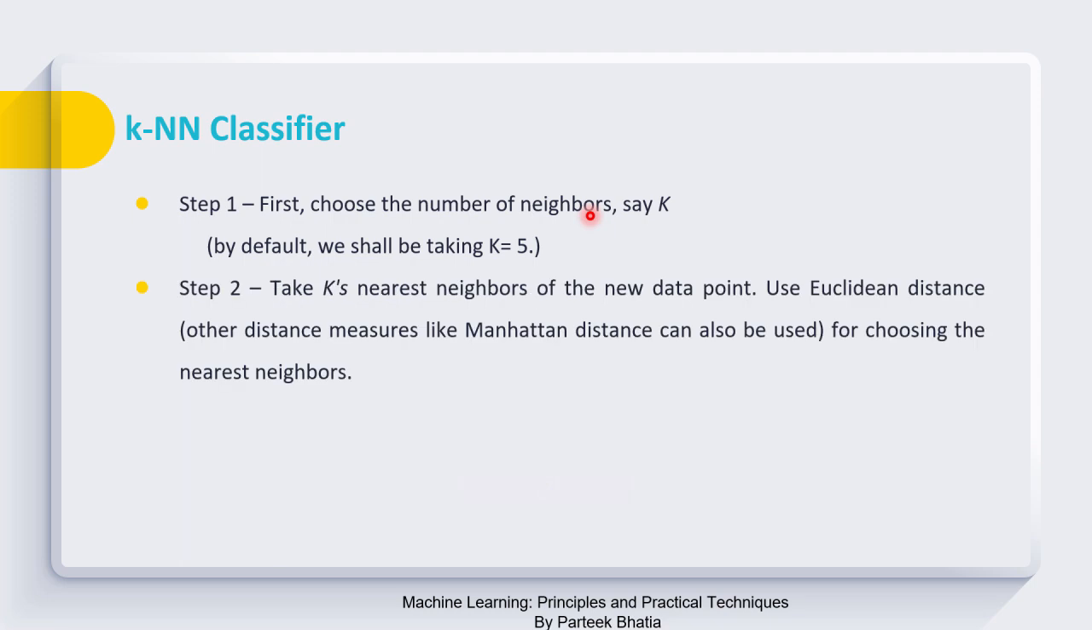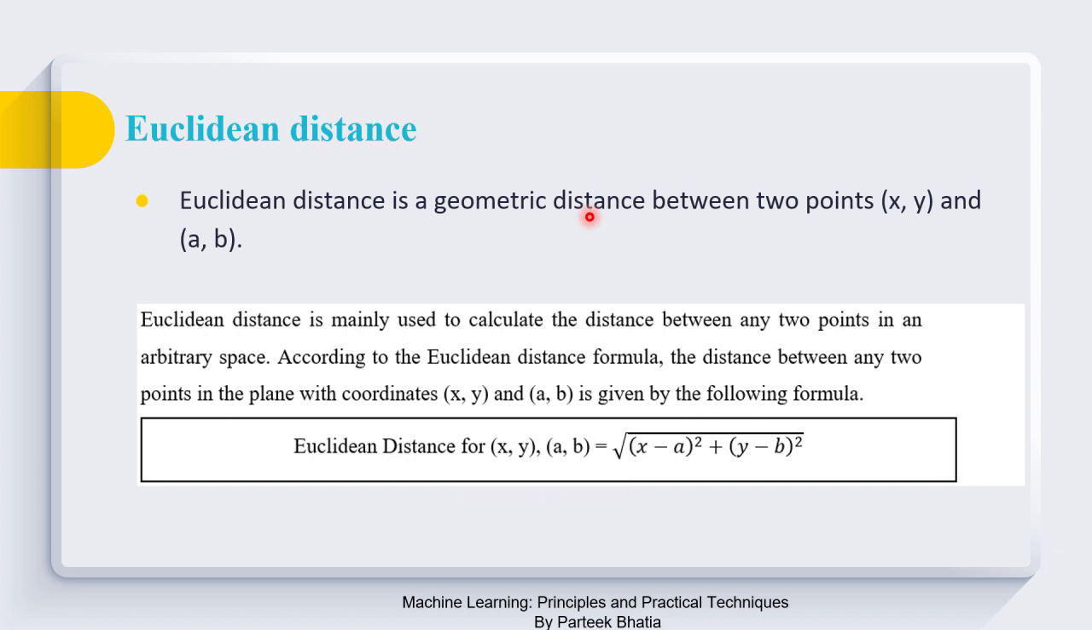In step 2, we find out these K neighbors from this new data point on the basis of a distance metric. We can use Euclidean distance or Manhattan distance to find out the neighbors. Let's quickly discuss Euclidean distance to understand it properly. Euclidean distance is the geometric distance between two data points. Let's suppose we have one data point with coordinate value x, y, while another data point with coordinate value a, b. We can find out Euclidean distance between these two data points by using this formula.